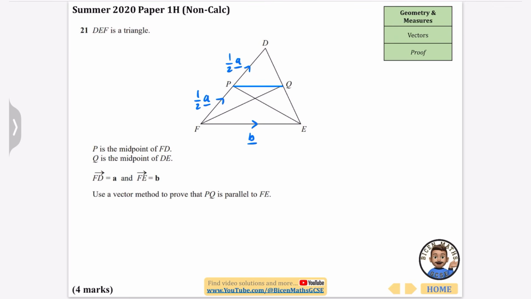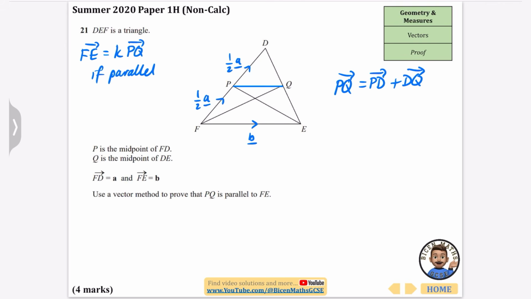So if they are parallel, then FE is going to be some multiple of PQ. This will be what it's equal to if they are parallel, because they'll be vectors that are going in the same direction, but the k just means that they won't necessarily be the same length. Well, I've already got what FE is equal to, so I just need to find out what PQ is equal to. Well, PQ is equal to PD plus DQ.